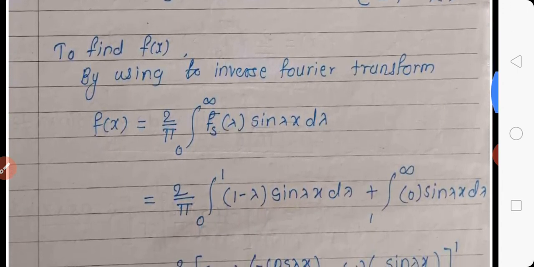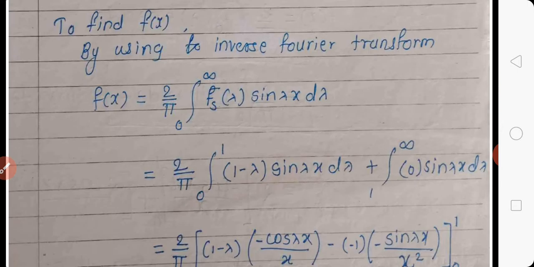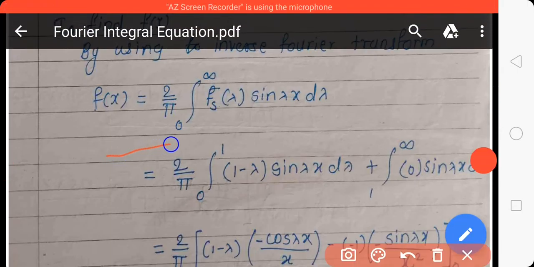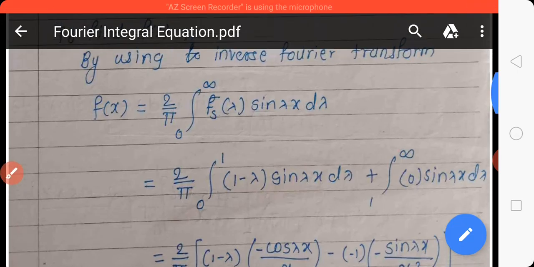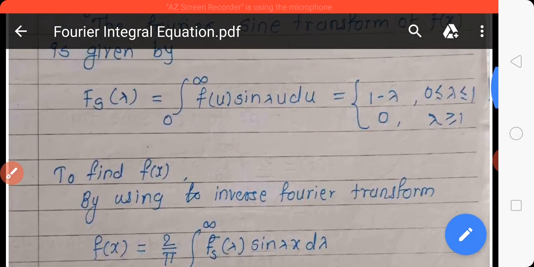The formula for the inverse Fourier sine transform is f of x is equal to 2 upon pi integral from 0 to infinity fs of lambda sin lambda x d lambda. Now we substitute the value of the function fs of lambda. Here the given fs of lambda is the function 1 minus lambda if lambda is between 0 and 1, and 0 if lambda is greater than or equal to 1.